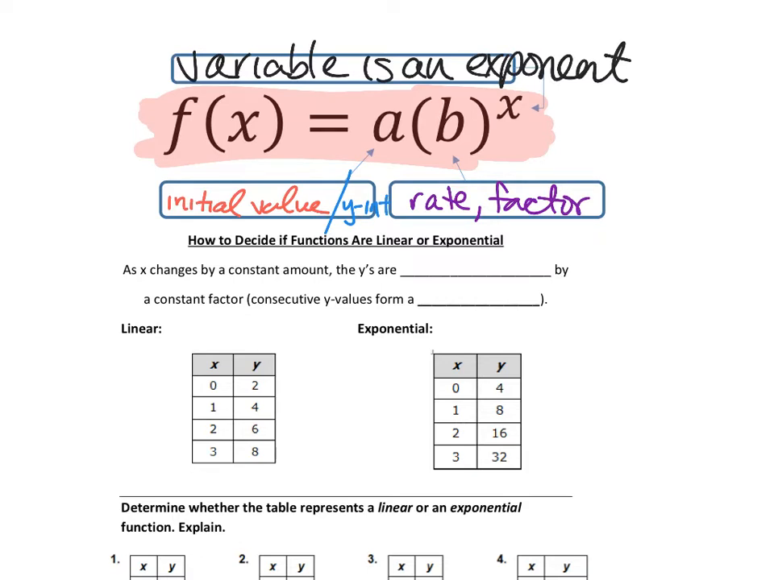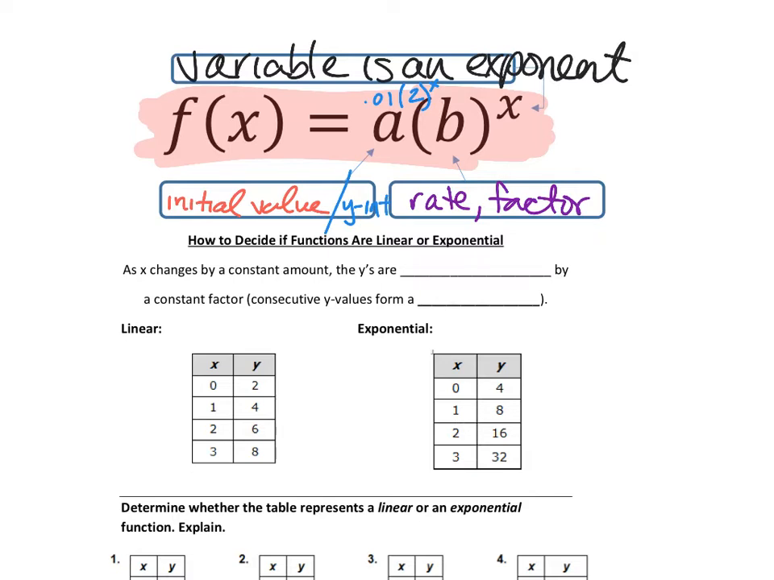In my penny example, what did I begin with? A penny. So my A value would have been 0.01 because I started with a penny. And what did it do every day? It doubled. What number is going to show me double? 2. 2 to the x. That's the formula that the guy used to tell you how much money you would have made from McDonald's. He took a penny and he doubled it every day. That's the rate or the factor that I'm using. So, those are the parts you need to know. The A is the initial value or the y-intercept, and the B, the number in parentheses or the number with the exponent, is the rate or factor.